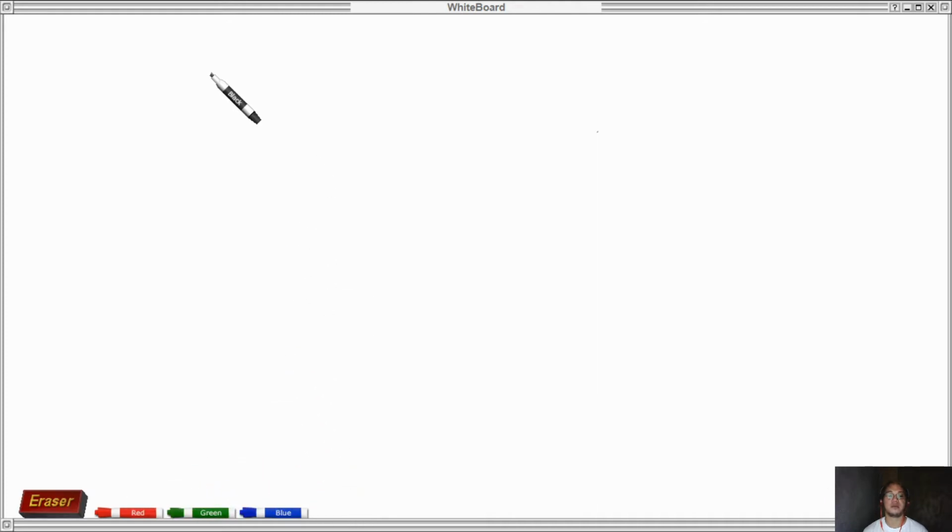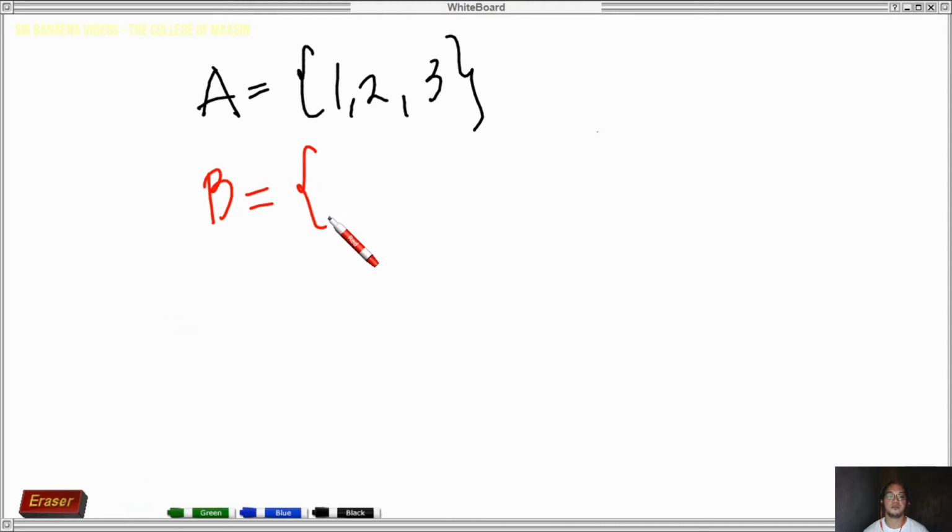Now, let's say, for example, we have set A: 1, 2, and 3, and we have set B: 2, 4, and 6. From the previous video, set A has a cardinality of 3, and set B also has a cardinality of 3. Then, if we are going to perform the union of sets, we are going to unite, combine, or join all the elements of these two sets.